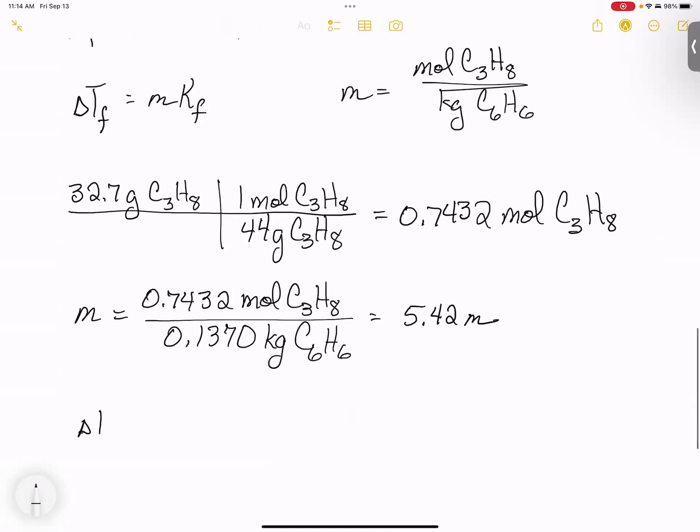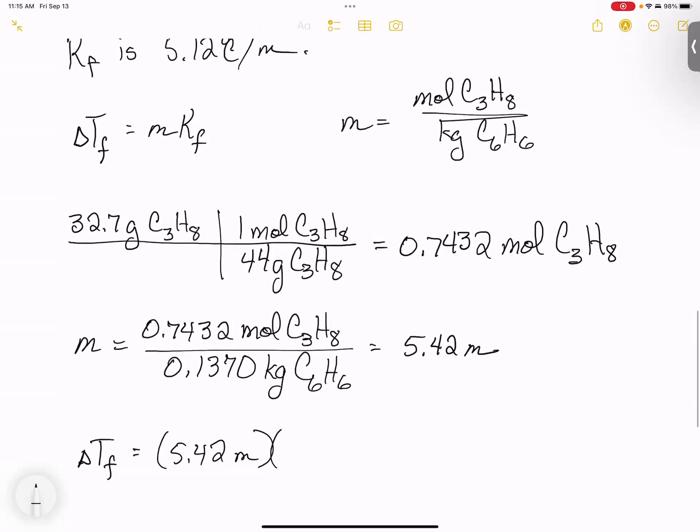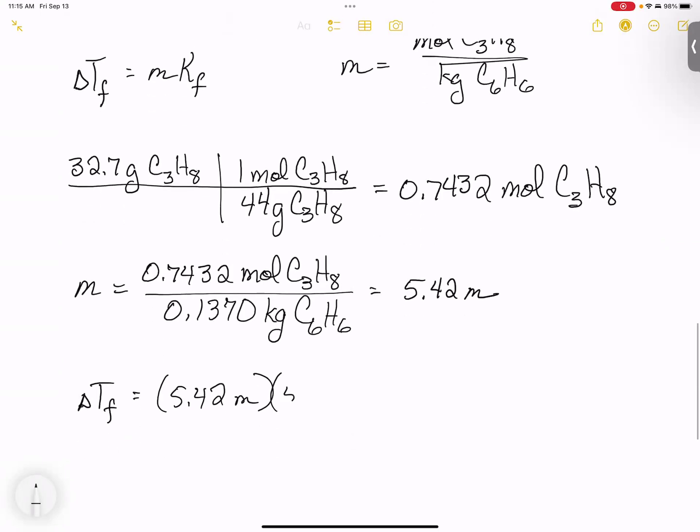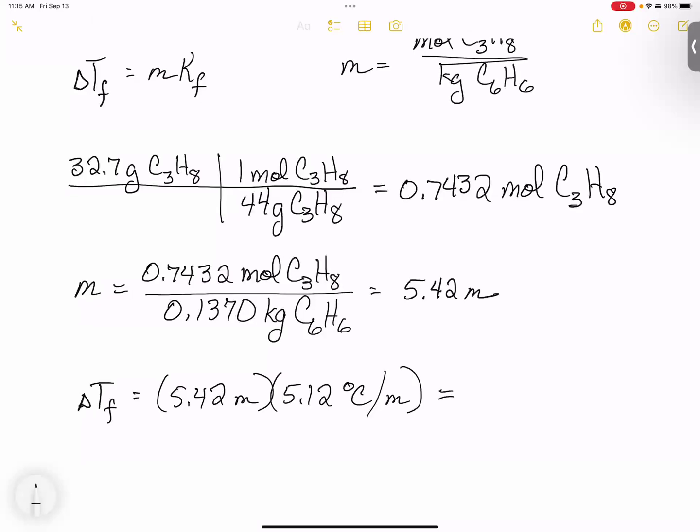So our delta TF is going to equal the 5.42 molal solution times the KF, which we were told was 5.12 degrees Celsius per molal. So our delta TF is equal to 27.77 degrees Celsius.